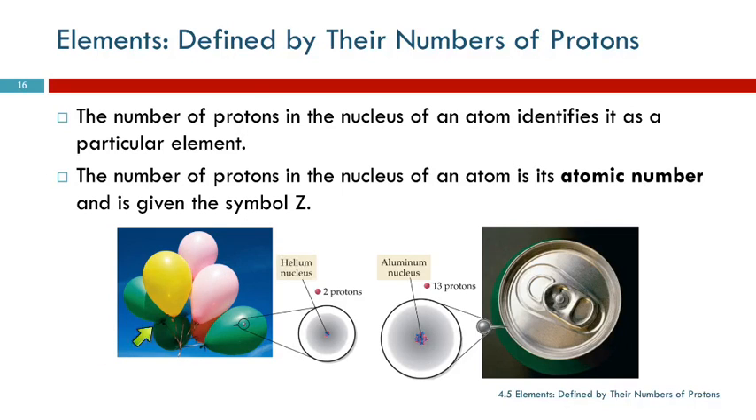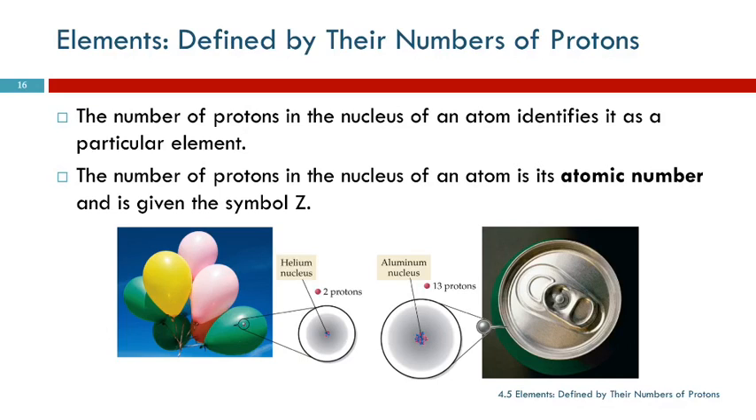So if we look at helium, here's some helium balloons. There are helium atoms in here. And if we look in the helium nucleus, we see that there are 2 protons. You can check out any helium atom. It will have 2 protons. That's what makes it helium, okay?